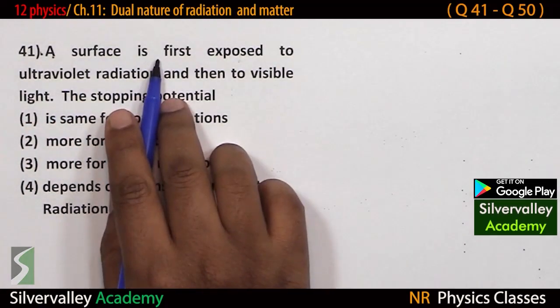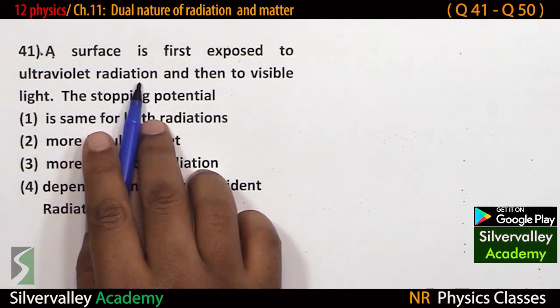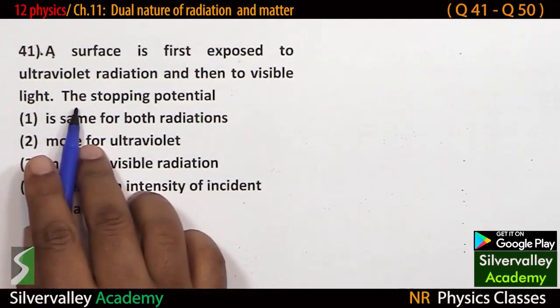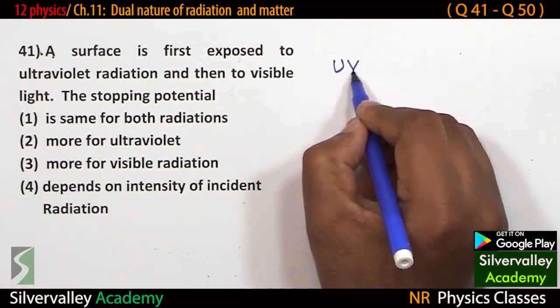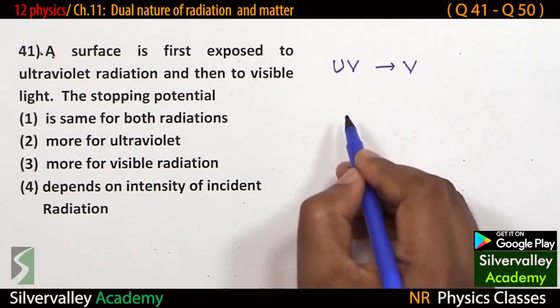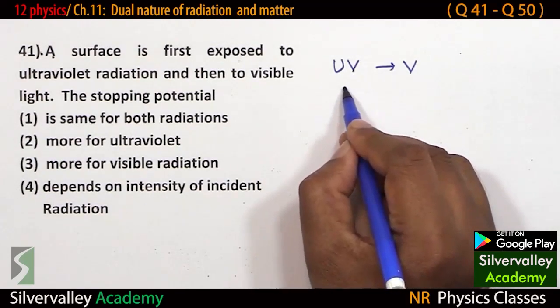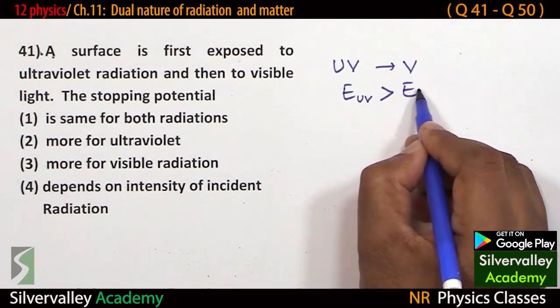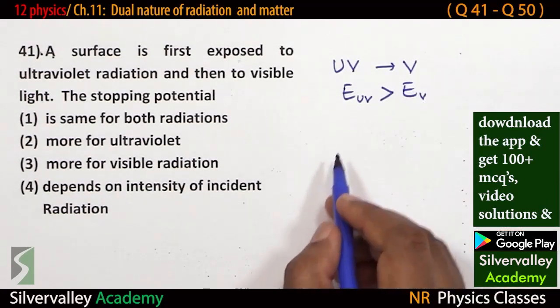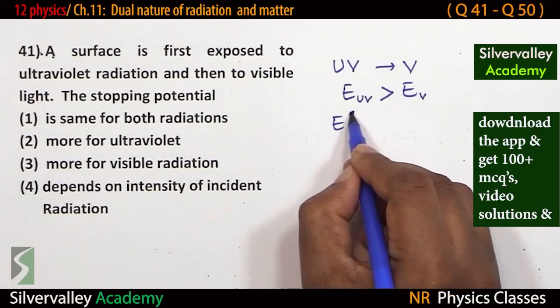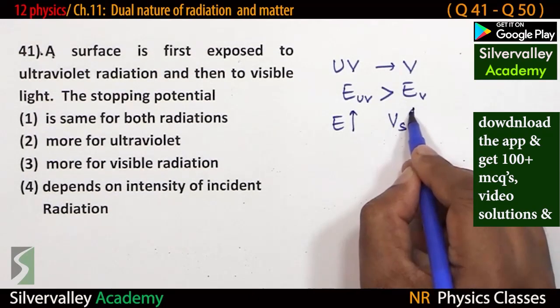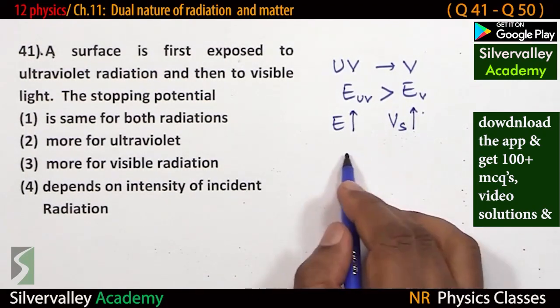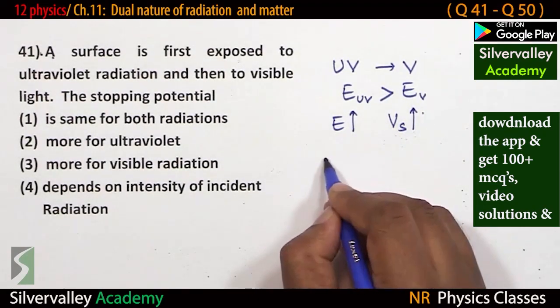A surface is first exposed to ultraviolet radiation and then to visible light. So ultraviolet to visible. Energy of ultraviolet is more than energy of visible. If energy is more, then stopping potential is also more, isn't it? So how to establish this?